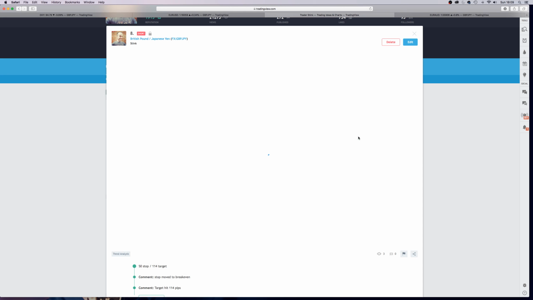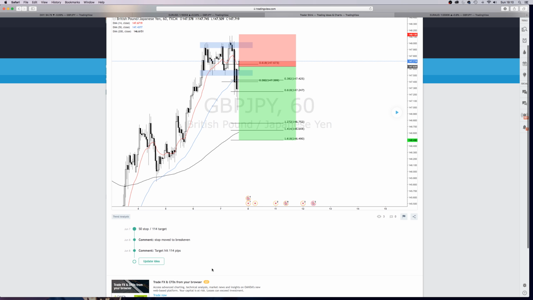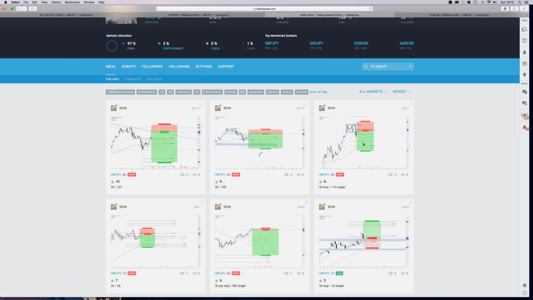This trade here was obviously the previous one, when we were creating these zones here. Again, that was a 50 pip stop, 114 pip target. As you can see, that was opened on the 7th. On the 8th, moved stop to break even, and on the 8th, target hit, 114 pips, which is never a bad thing.